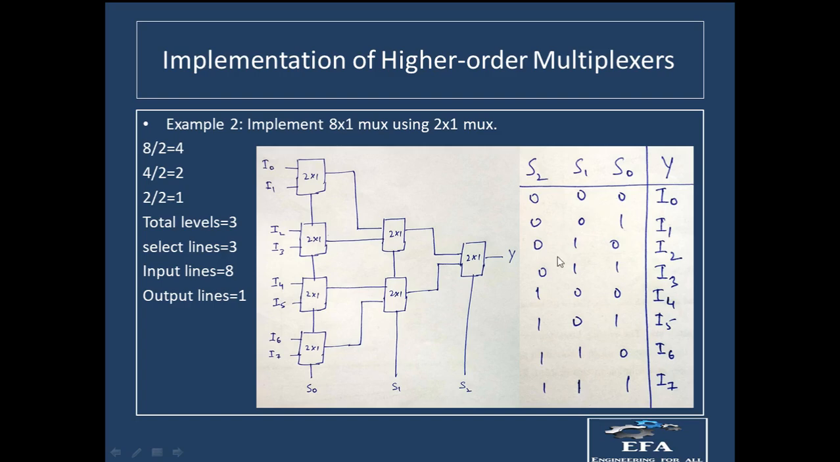In this way you can complete this table, and you will see that all the values come in ascending order, that is I0, I1, I2, I3, I4, I5, I6 and I7. If you shuffle these select lines, the values over here will also shuffle.